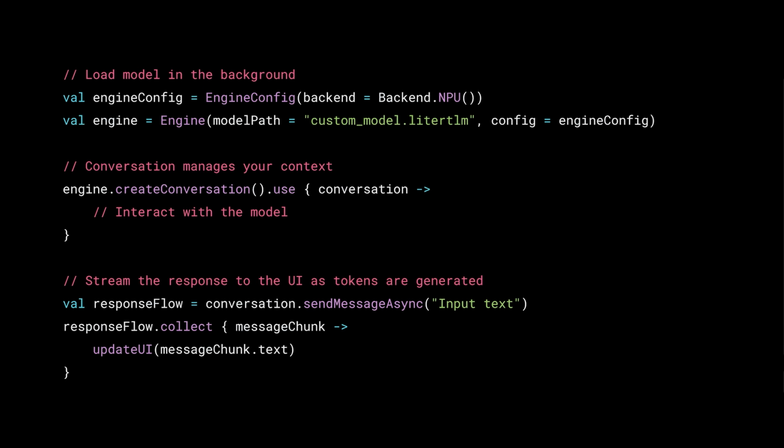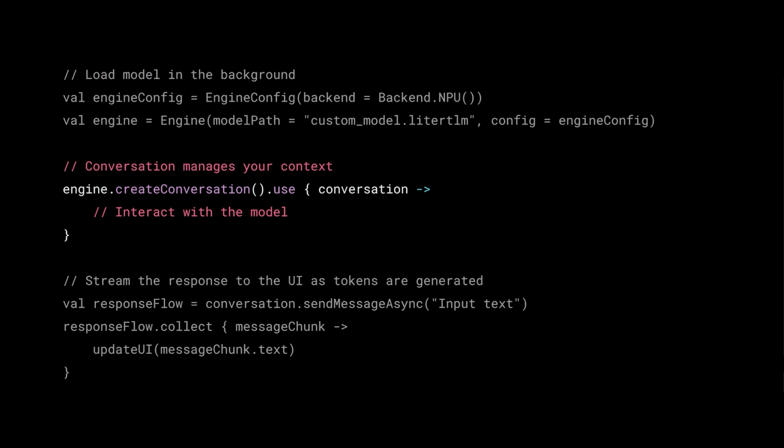When you are ready to integrate your custom LiteRT-LM model into your own app, you can use the LiteRT-LM API to manage sessions and run inference natively in Kotlin. First, you initialize the engine with your model path and preferred hardware backend, like CPU, GPU, or NPU, and load your model in the background.